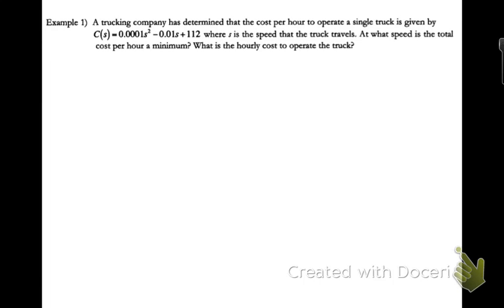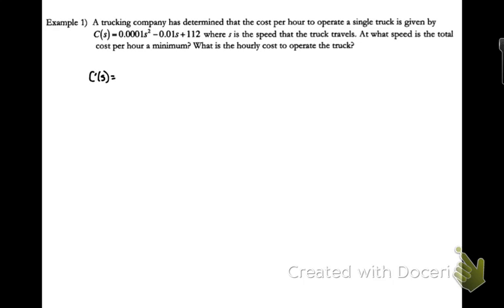So in this problem, we're given a function which is the cost of operating a truck, cost per hour, based on a given speed that the truck is traveling. And the question is, at what speed is the total cost per hour a minimum? So since we're being asked to find a minimum, we need to find the derivative of our function.